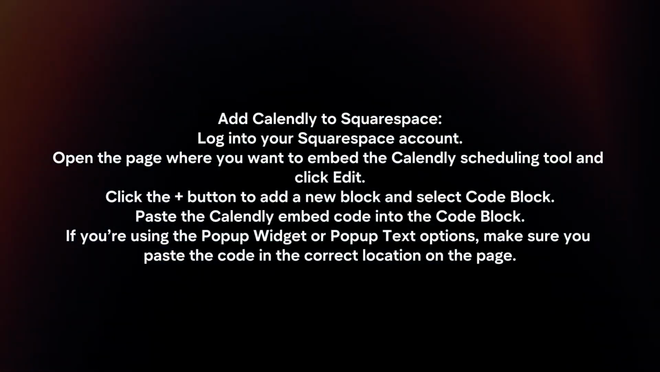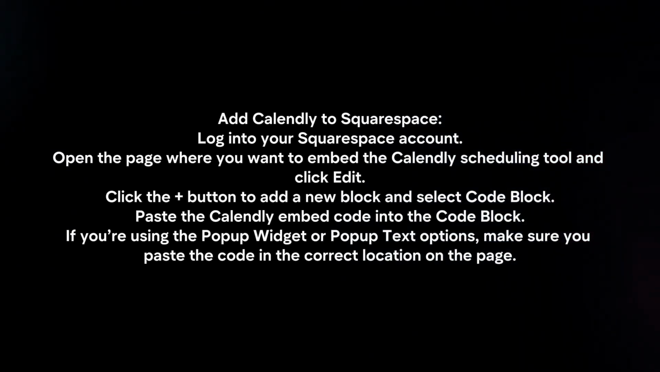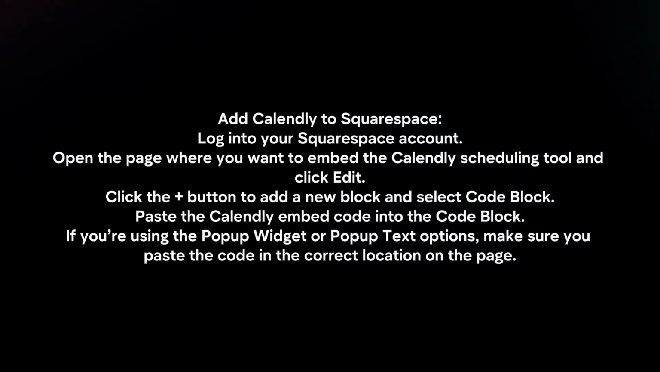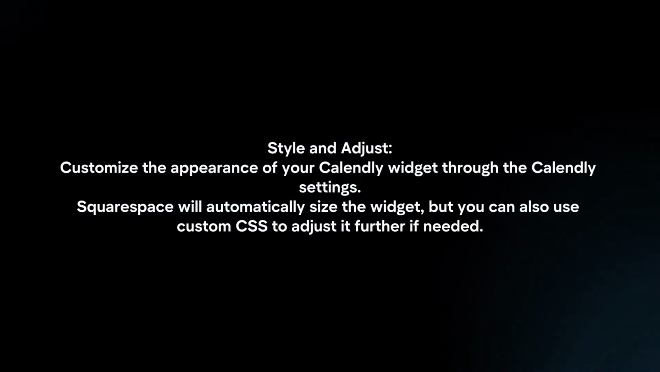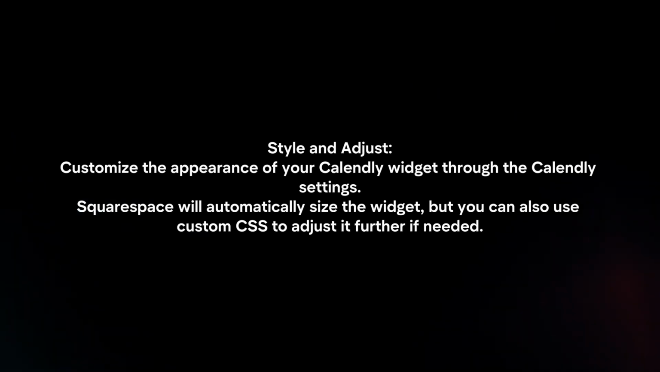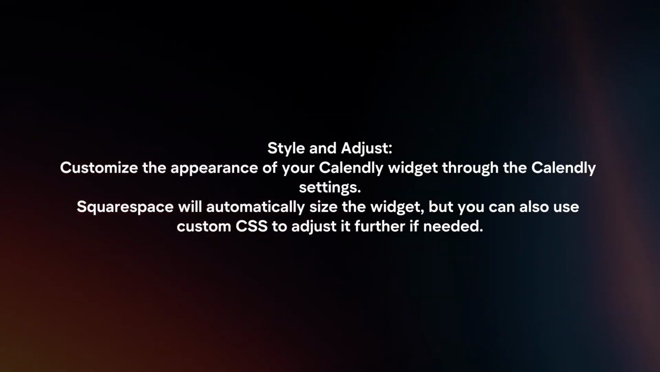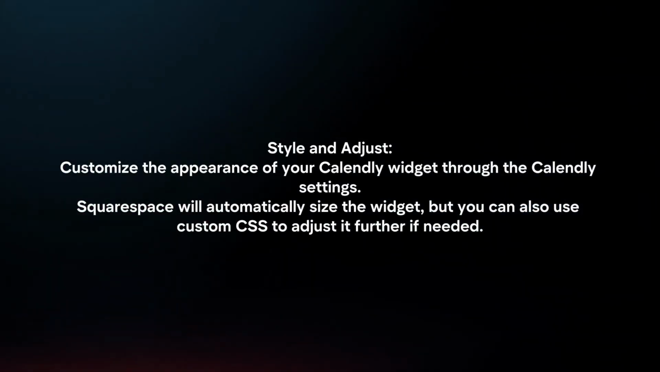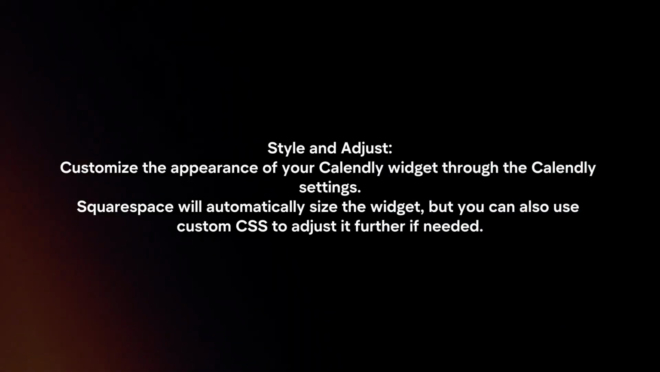If you're using the pop-up widget or pop-up text options, make sure you paste the code in the correct location on the page. Style and adjust. Customize the appearance of your Calendly widget through the Calendly settings. Squarespace will automatically size the widget, but you can also use custom CSS to adjust it further if needed.